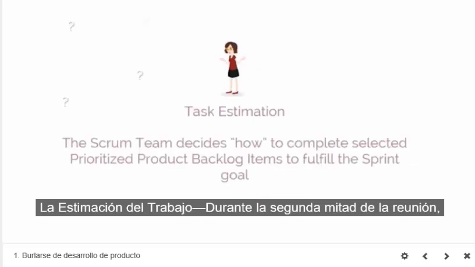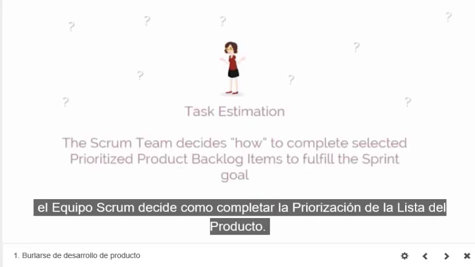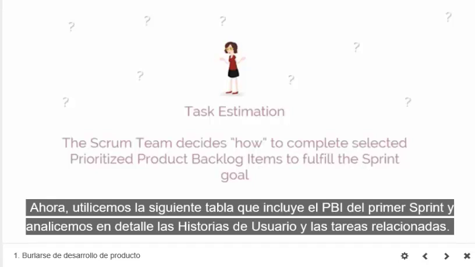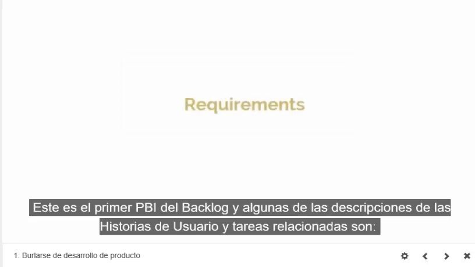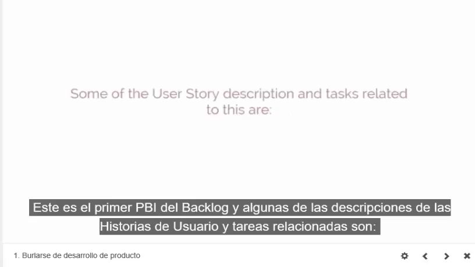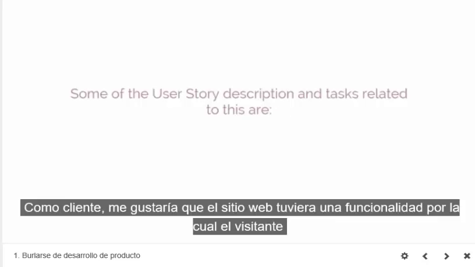Task estimation. During the second half of the meeting, the Scrum team decides how to complete the selected prioritized product backlog items to fulfill the sprint goal. Now let us use the table given below, which includes PBIs of the first sprint, and discuss in detail the user stories and the related tasks. Requirements. Login feature.